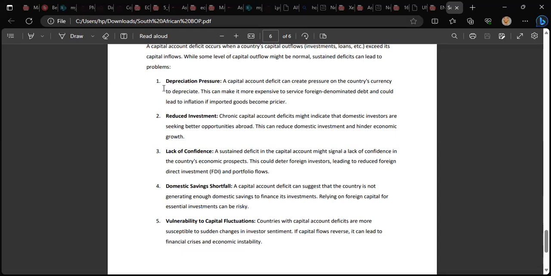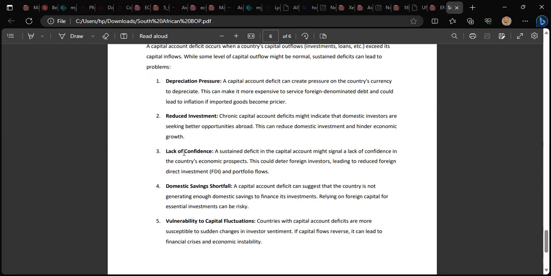Remember what you have there under the financial account, direct investment. Imagine direct investment going out of the country, people taking their money out of our financial markets. That's really bad. Depreciation pressure, definitely, exactly what we are describing. A lot of people taking out their money there definitely leads to depreciation pressure. And then reduced investment, this is pretty obvious.